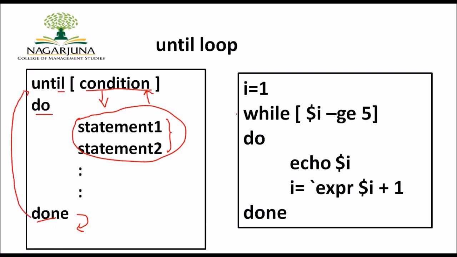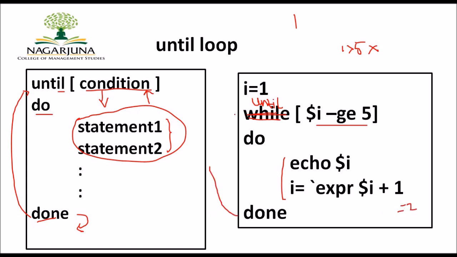So here we have an example. This is not while, this should be until. Here we are going to check until, that is, if the condition is false: what is the value of I? 1. Is 1 greater than 5? No, 1 is not greater than 5. The condition is false. Since the condition is false, these two statements will be executed. So it prints the value of I as 1 and increments the value of I to 2.